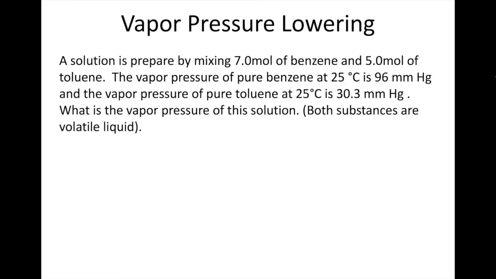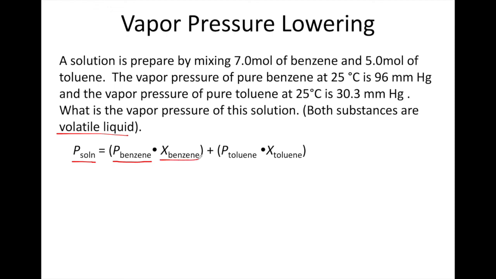So let's take a look at a problem where we're asked to calculate the vapor pressure of a solution where our solute is a volatile liquid. Pause the video, read through the question, and see if you can solve it. So in this problem, we are mixing benzene with toluene, and as we're told, both substances are volatile liquids. So because we're making a solution where both substances are volatile, we want to use the following equation where the vapor pressure of our solution is equal to the vapor pressure of benzene times the mole fraction of benzene plus the vapor pressure of toluene times the mole fraction of toluene.